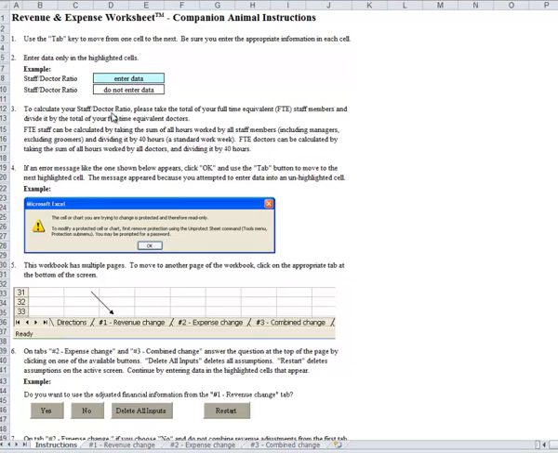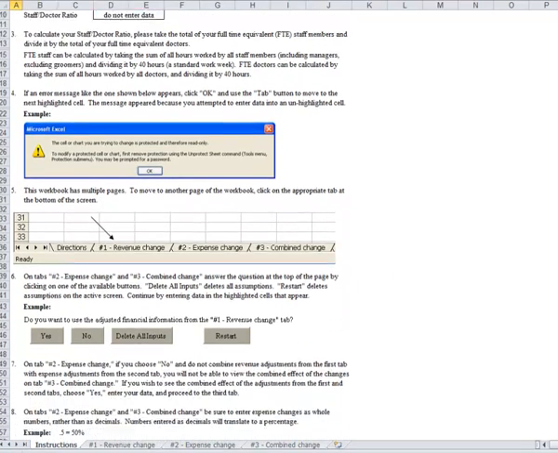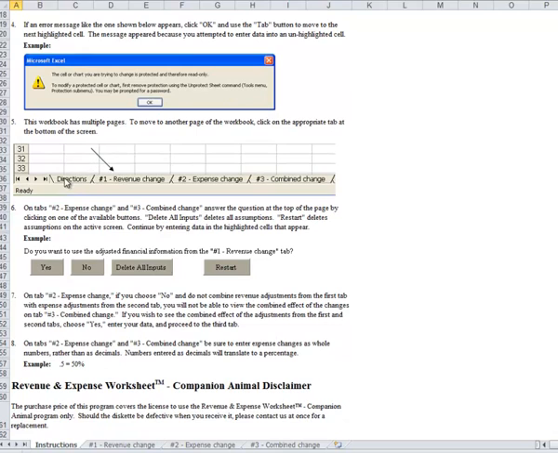You will need to know your staff to doctor ratio, so we've given you the instructions for how to calculate that. And then we've given you instructions if you get any error messages, what to do about that and what that might look like. And also note that there are multiple pages within this worksheet. So the first page, which is what we're on right now, is the directions or the instructions.